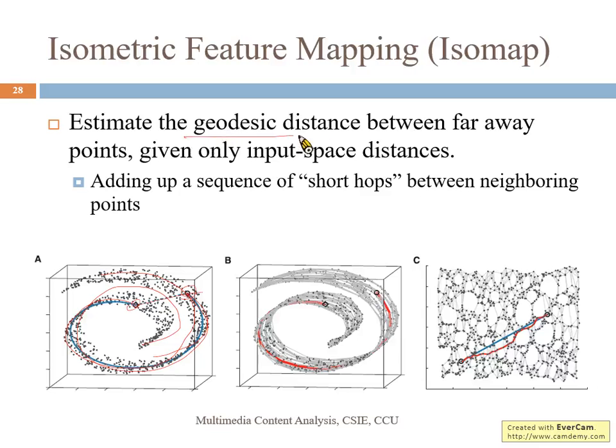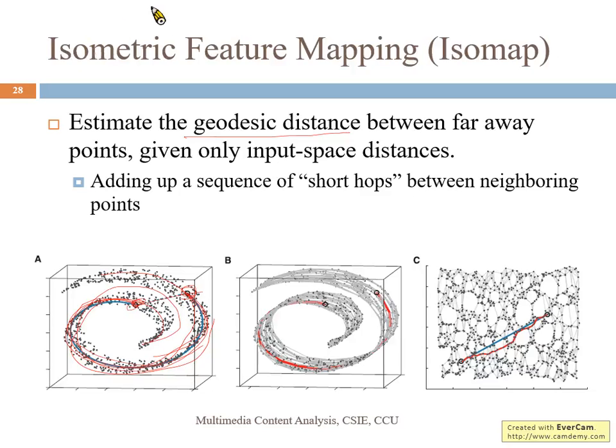The so-called geodesic distance is that, following the surface of the complex structure, we go through the surface of this structure, starting from this point to this point. So the real distance between these 2 points would be this geodesic distance. That would be a more appropriate distance measure to show how two data points are apart from each other.